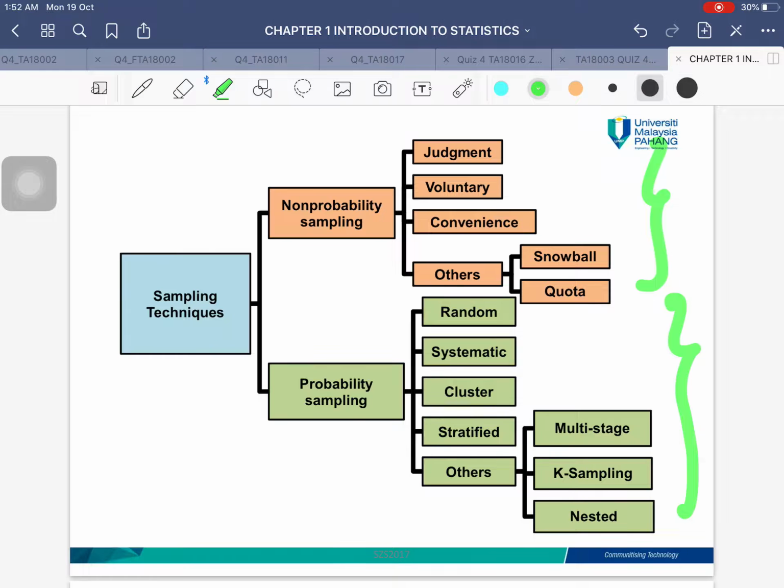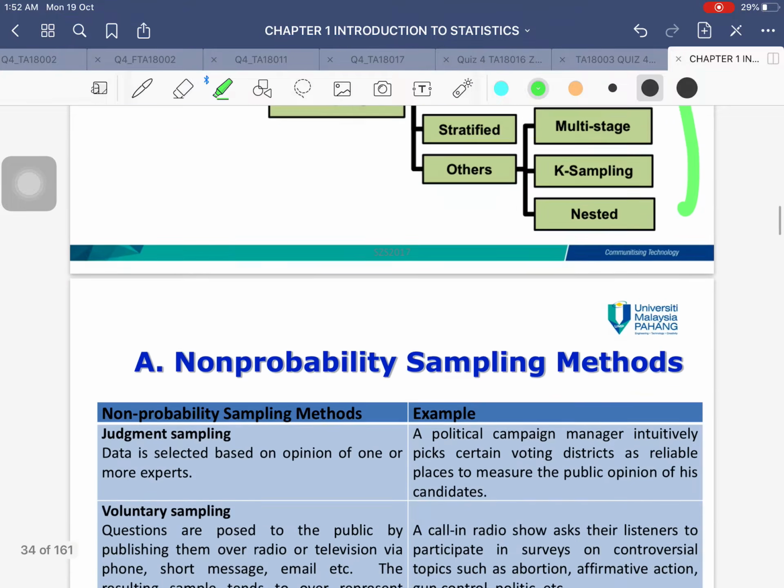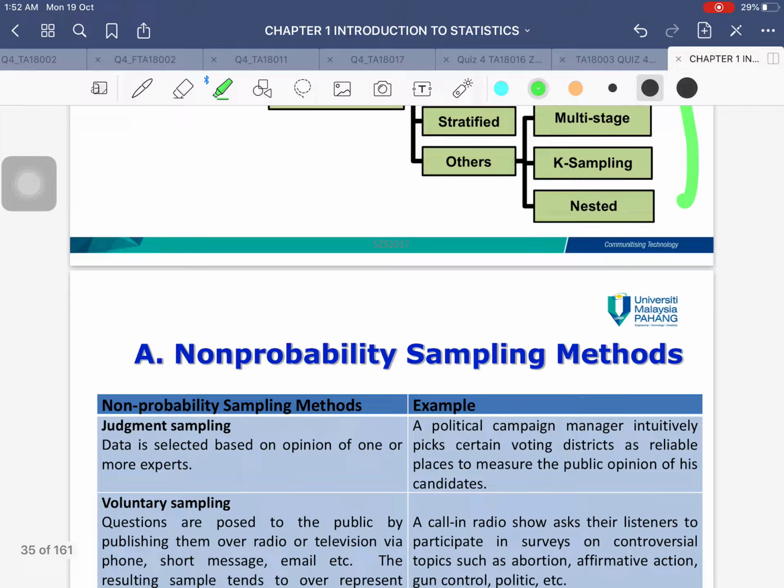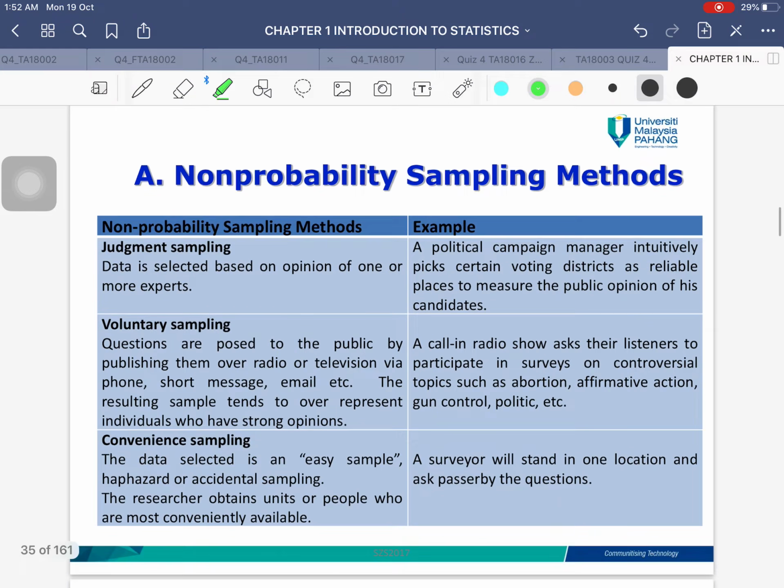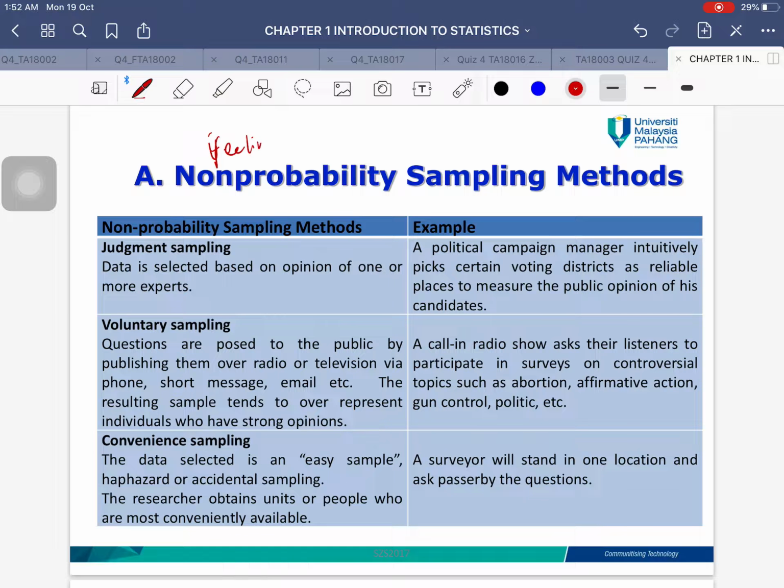There are so many sampling methods that you can choose from. You just have to pick the one that suits you best, and of course there will be pros and cons for each of them. Let's start with the non-probability sampling methods. As I told you before, these methods are more based on judgment, on someone's feeling. The first one is judgment sampling.